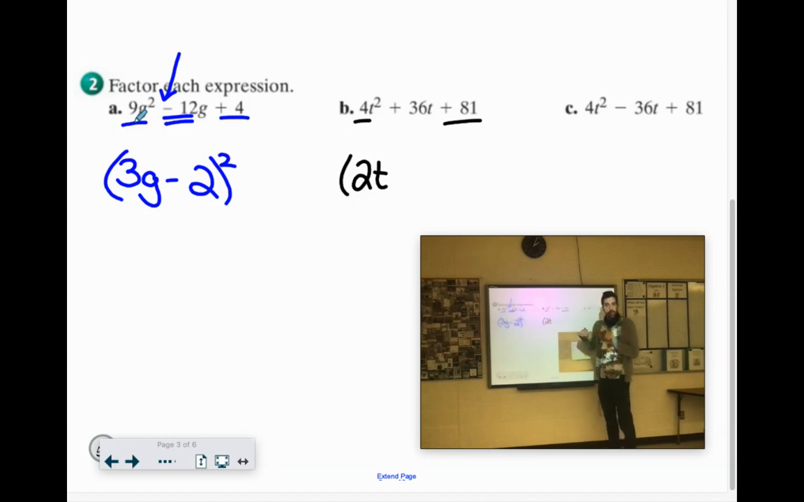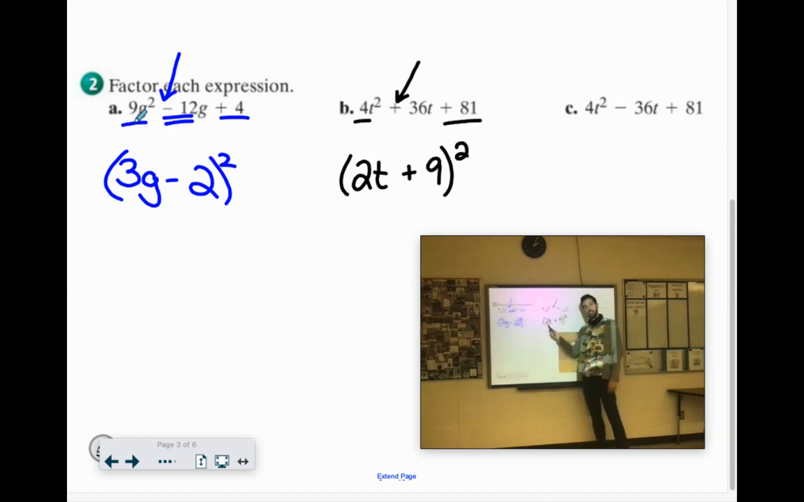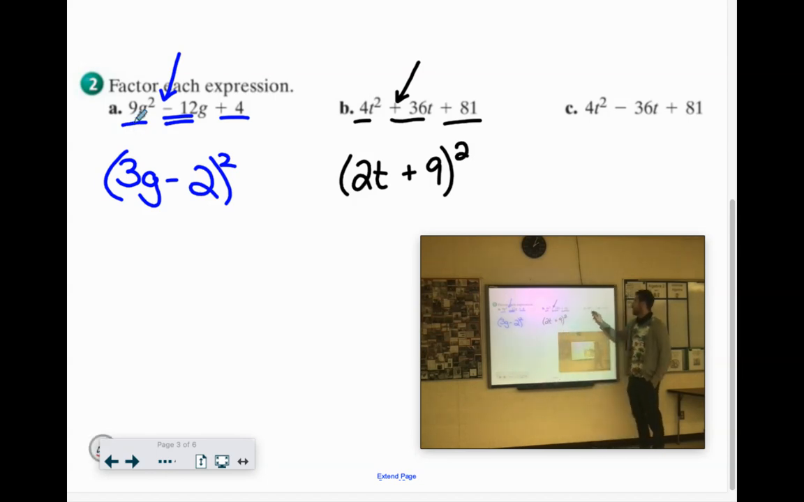Square root of 81 is 9. You put the first symbol between them. Double check. Is 2t times 9 times 2 36t? Yes, it is. 2t times 9 is 18t times 2 gives you that 36t. That's one of these. 4t squared. Oh, it's the same thing, except all they did was change it to minus. So it would just be 2t minus 9 squared.